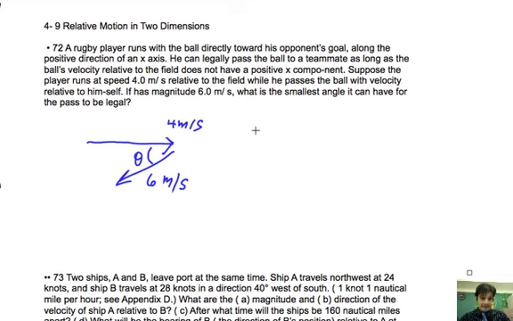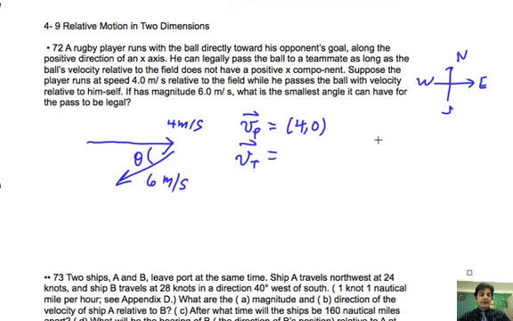Now here's the deal. I've got me running, so I'll say v of the player is going to be 4, 0. Once again, we're using the convention we use in class with north, east, south, and west, and east is positive x. Then we have the velocity of the throw, whose magnitude we know. I can say Vx of the throw, Vy of the throw, and using Pythagoras' theorem, those components work out to a speed of 6.